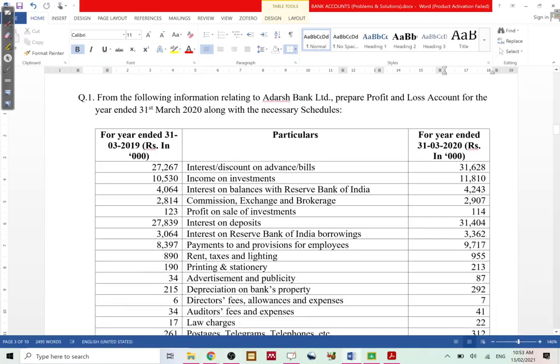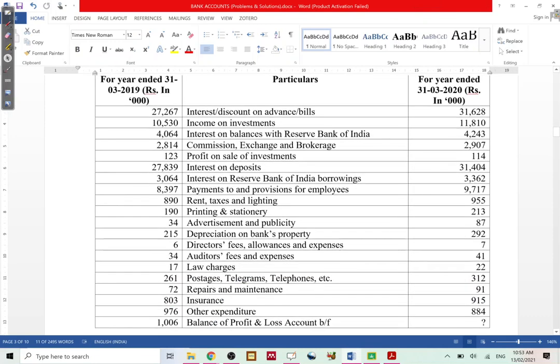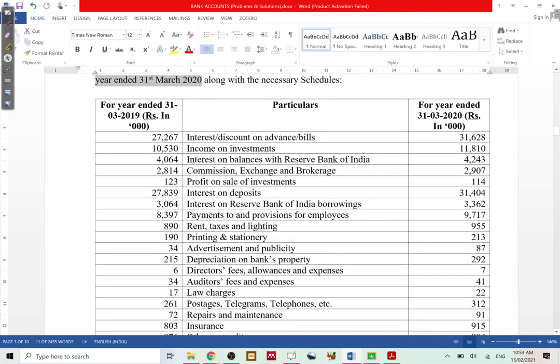So this problem is related to Adarsh Bank Limited, and it requires you to prepare a profit and loss account for the year ended 31st March 2020. These are all the particulars that are given to you, and they have given it in such a way that previous year's balances are given as well as current year's balances.